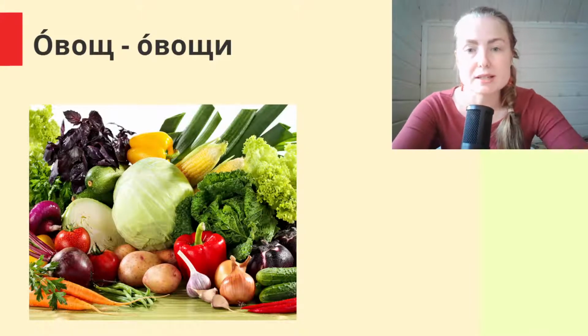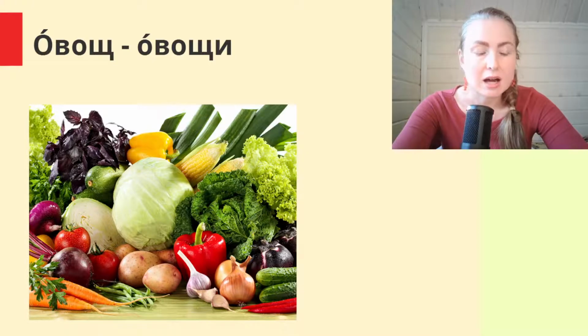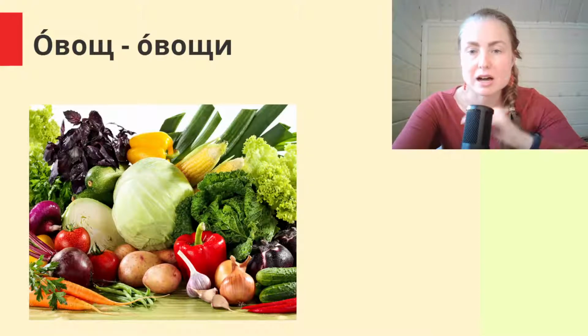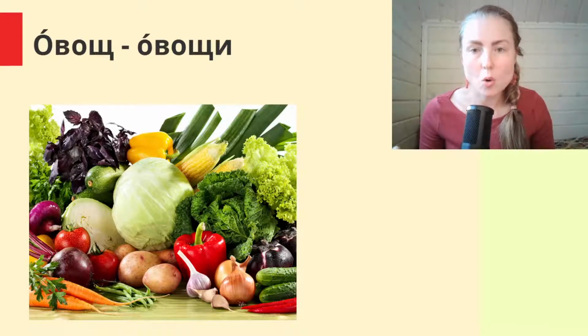Pay attention to the second O. The first O I pronounce clearly, like O, овощ. But the second O doesn't have an accent, so I pronounce it like A, овощ. Овощ. Овощи. Один овощ, много овощи.